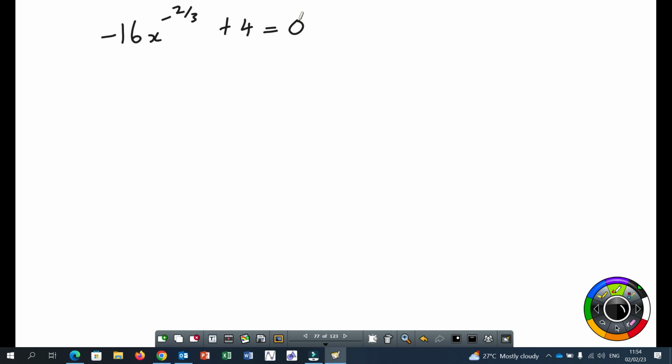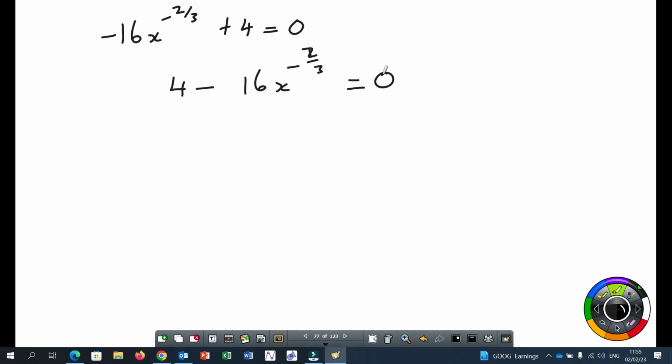All right, let me just tell you something. This is the same as 4 minus 16x to the power of minus 2 over 3, which will be equal to 0. You can also just take the whole form and then it becomes 16x minus 2 minus 4. I think it's just easier to walk through. It depends, you can do it the way that you want.